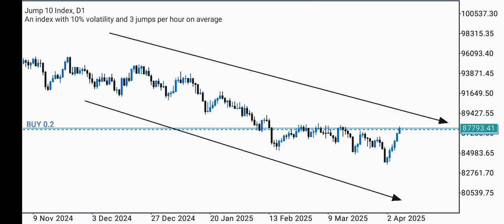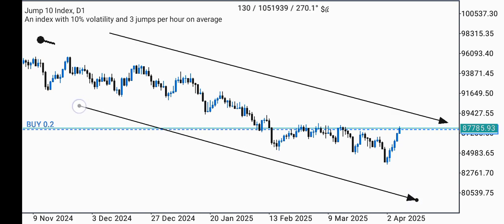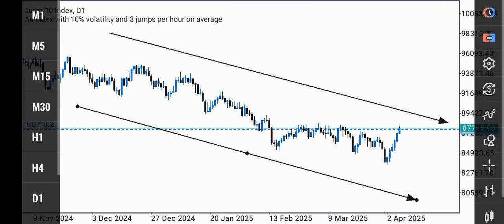So now we're in the daily time frame, which is very big, but I'm just looking for 2 points in the daily market, which is very important. This is how I start my analysis. I'm just looking for 2 points.